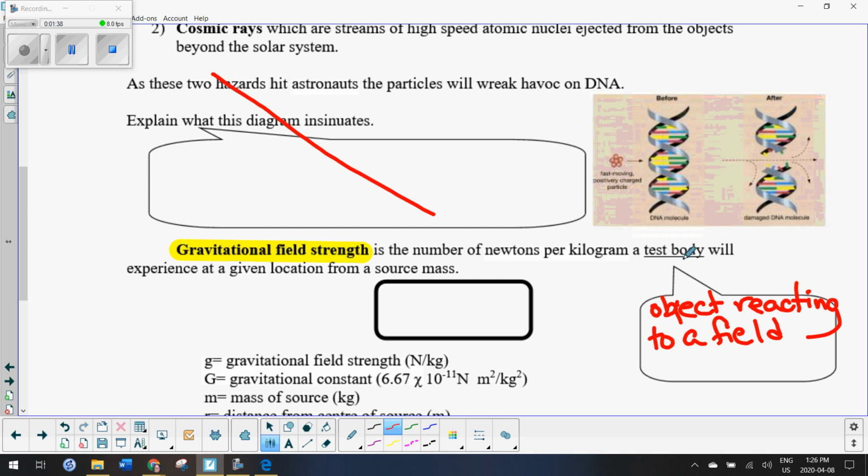It says the number of newtons. Newtons, which you would have learned in grade 10, if not grade 11, is a force per kilogram, so that's a mass. So it's a force on a mass that is going to experience a different force at a specific location from a source mass, from that object that has the gravitational pull. The closer you are to Earth, or the center of Earth, the stronger the gravitational field is versus further away.